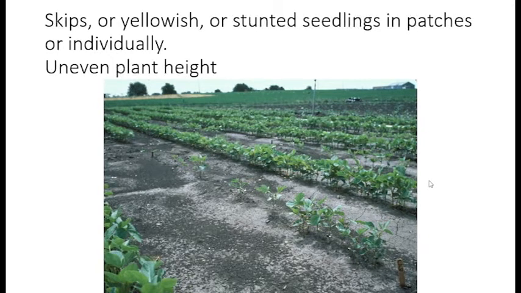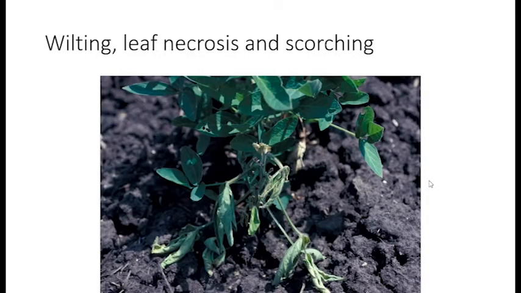You could also notice some uneven plant height, and you can see that in crops that are a little bit more advanced than what's in the picture. But if you start seeing waviness, in many cases it could be because the roots have been infected and it's slowing down the growth in certain areas of those fields. There's also wilting, or leaf necrosis and scorching, and this is a very sad-looking soybean plant, wilting when it's not due to lack of water, right?